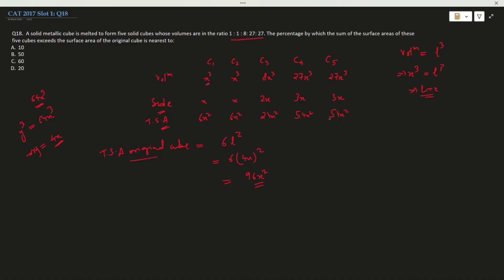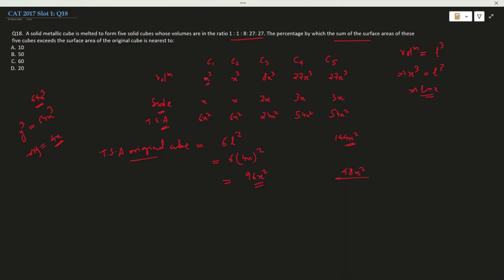54x square. So 54 plus 54 is 108. 108 plus your 36, right? So 138, 144. So 144x square is the total, like the sum of the surface areas. So by how much is it more? It is 48x square more.